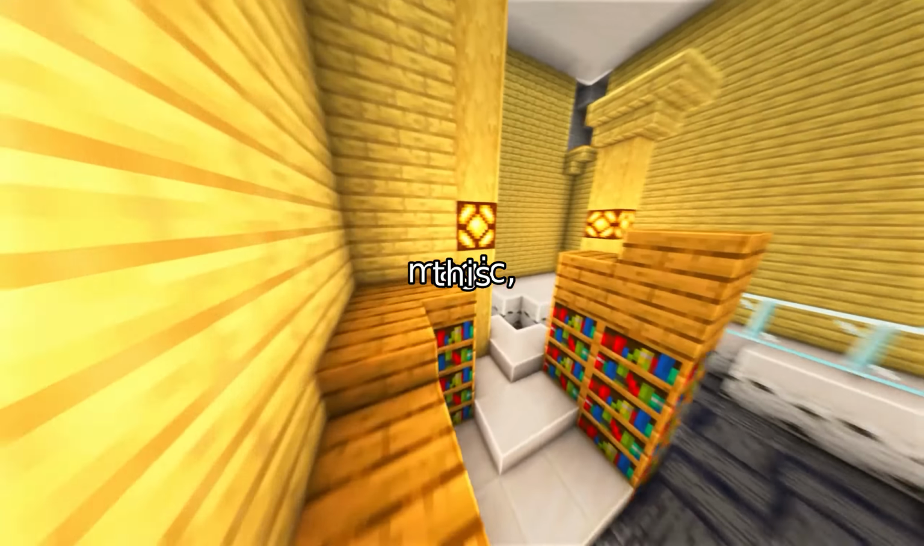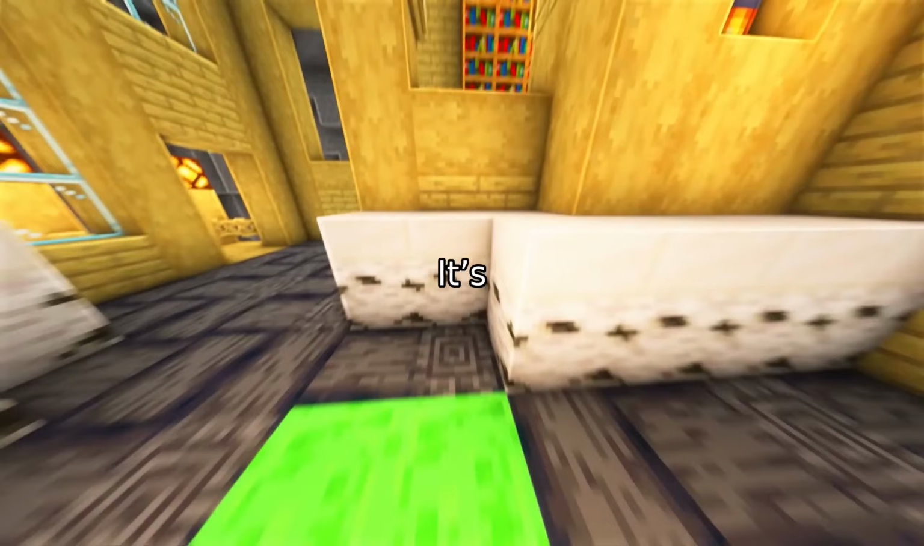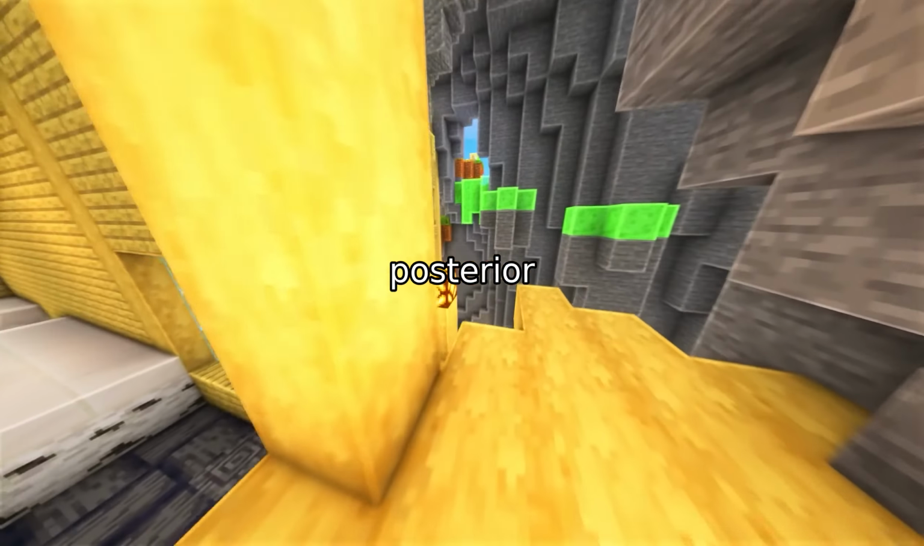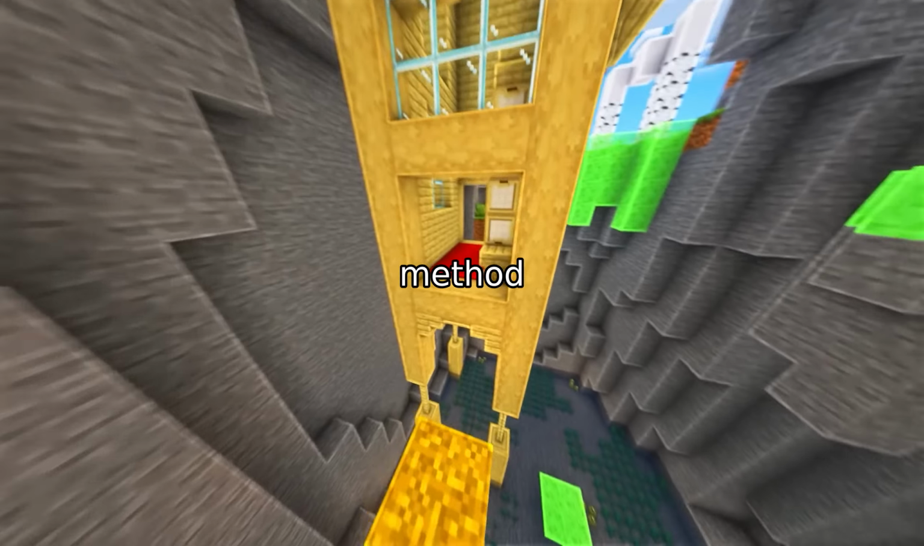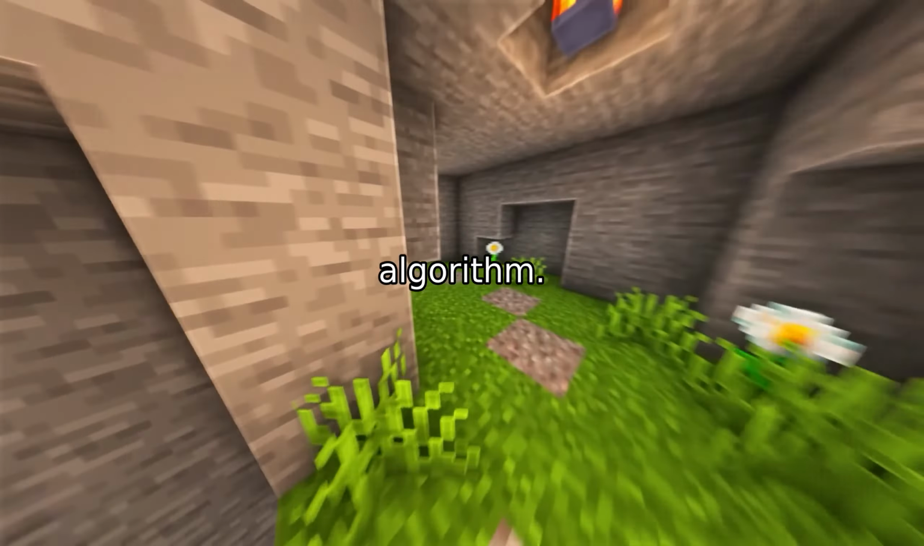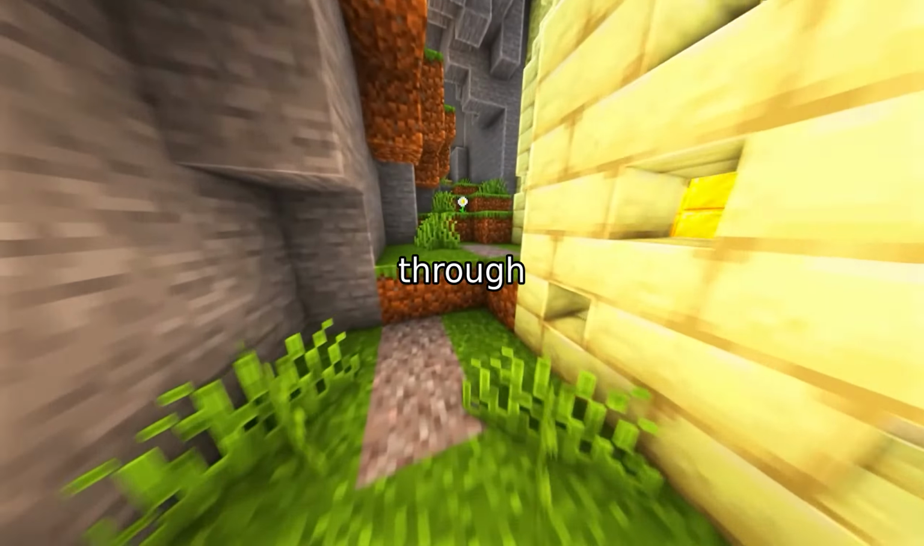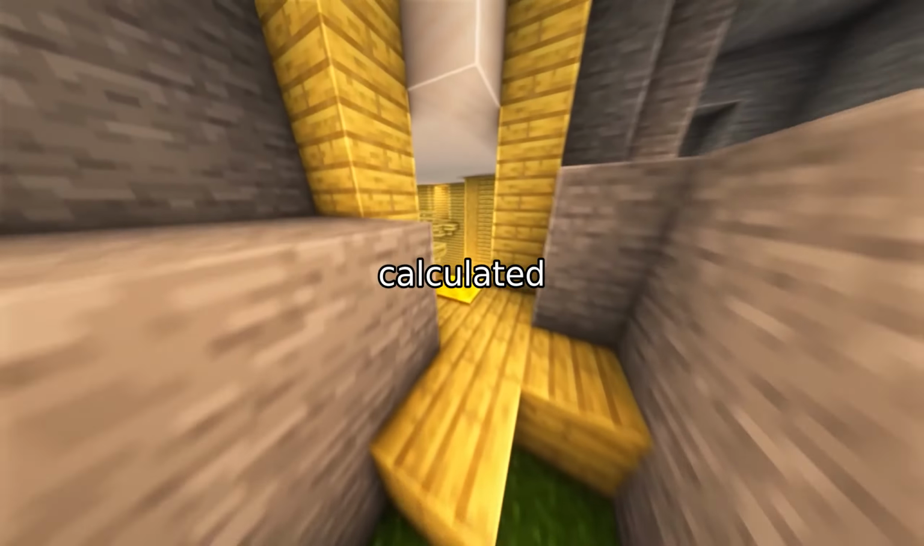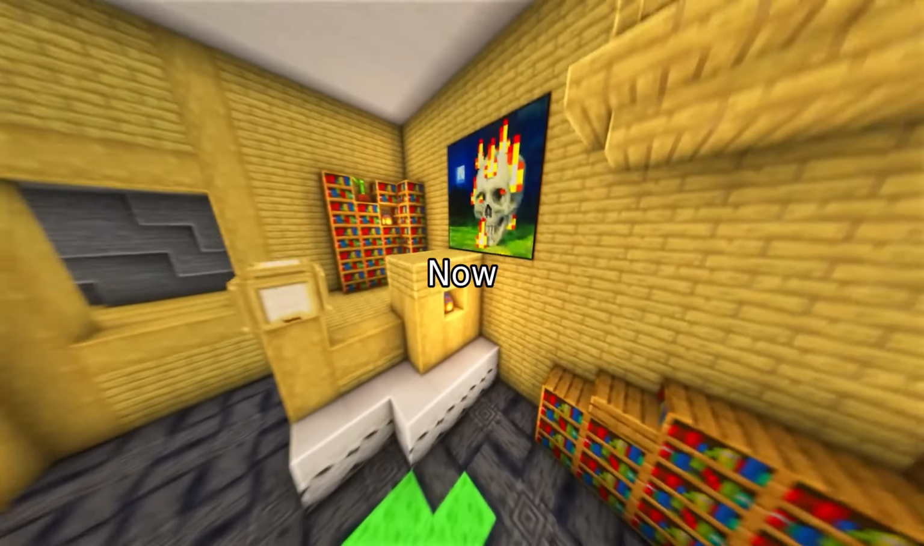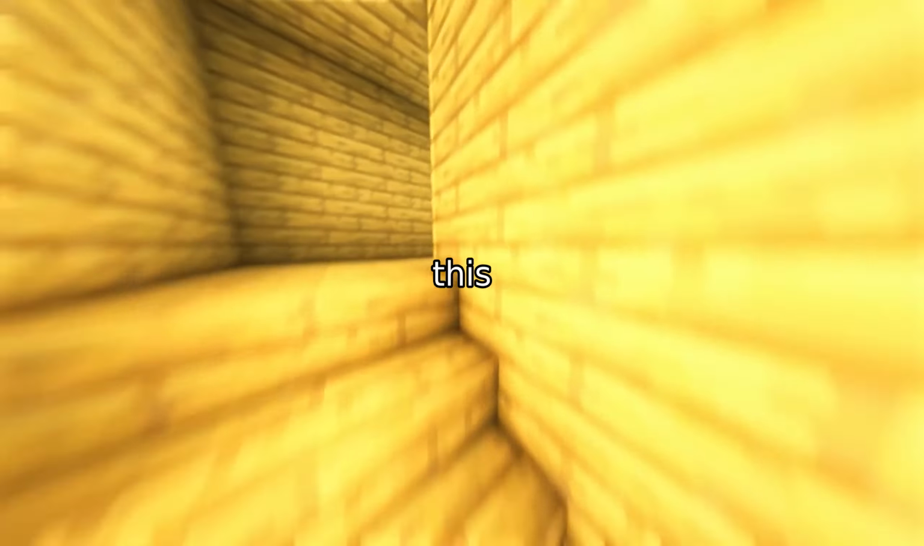But here's the magic. This process isn't just random. It's based on a mathematical framework called diffusion posterior sampling, which uses a deterministic method inspired by Euler's second-order algorithm. Think of it like a guided journey through the noise, where each step is carefully calculated to get you closer to the final result. Now, let's talk about the deeper math that makes this possible.